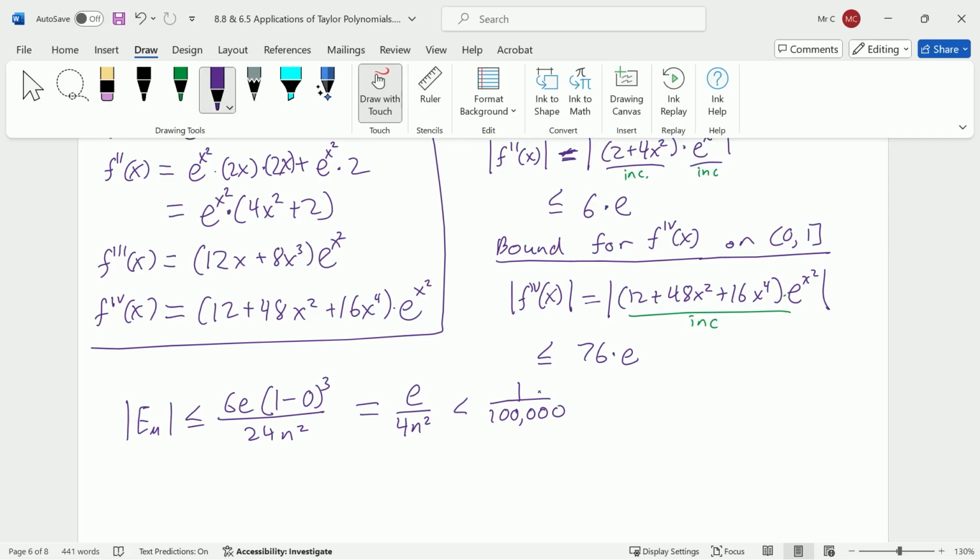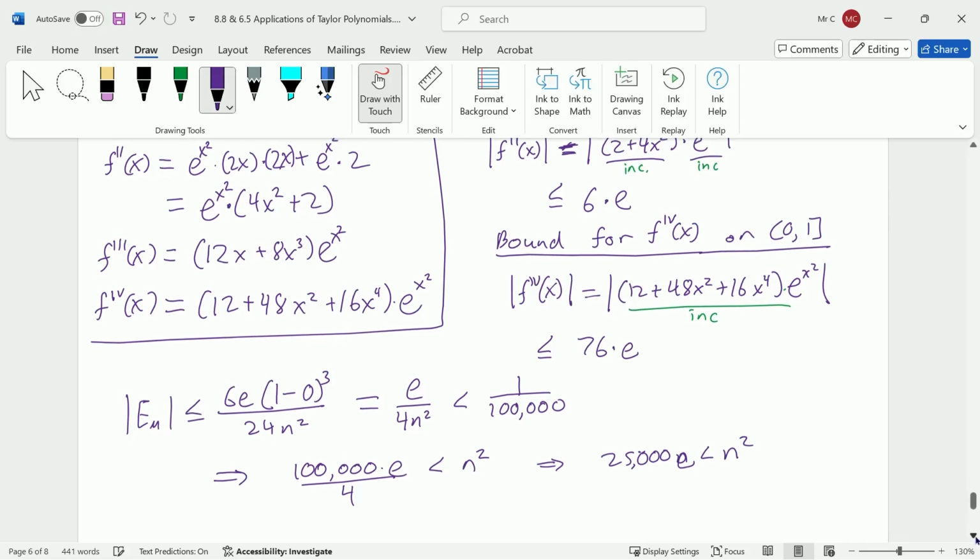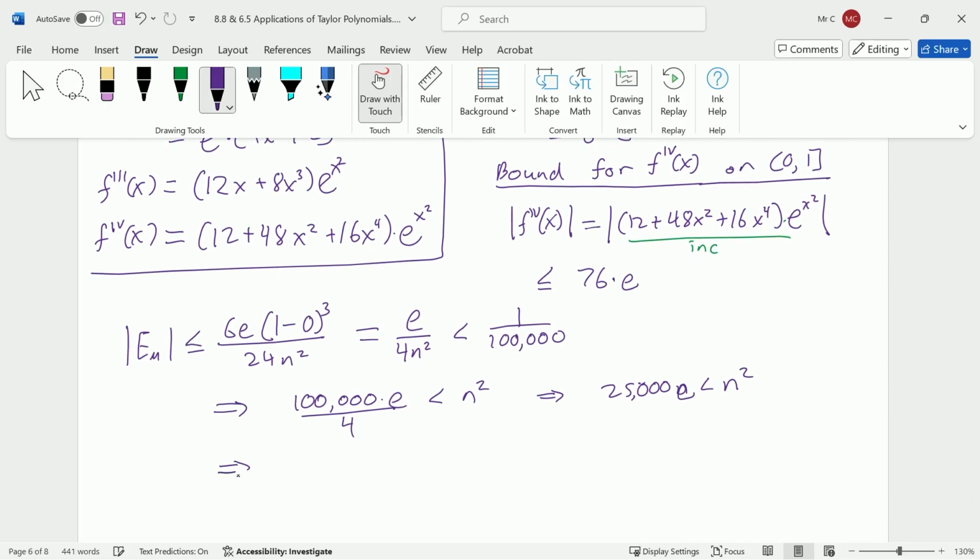So I multiply the 4n squared across and the 100,000 across. I get 100,000 times e is less than, actually I'll leave the 4 on this side. I'll just multiply the n squared across. That gives me 25,000 times e is less than n squared. So if I take the square root of that, n has to be bigger than the square root of 25,000 times e. That's a little sloppy. Let me try that again.